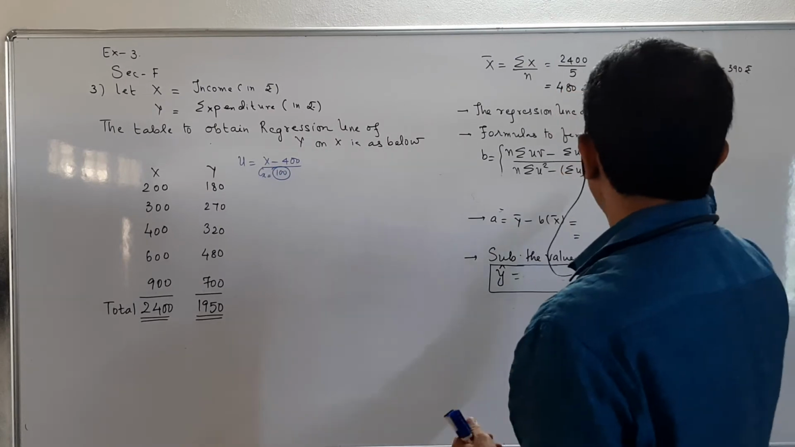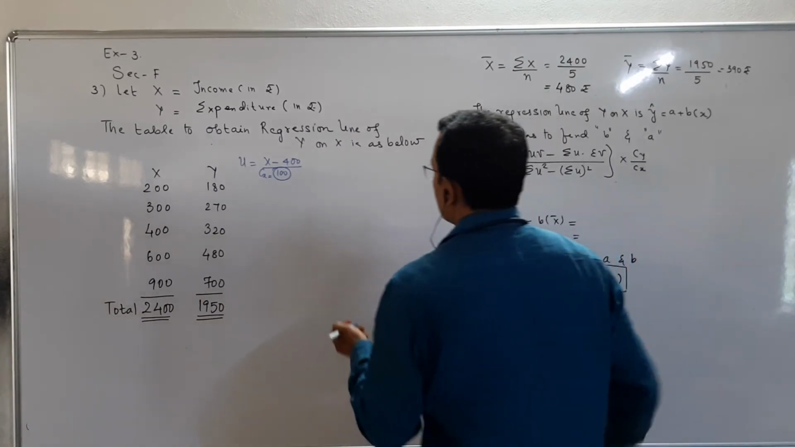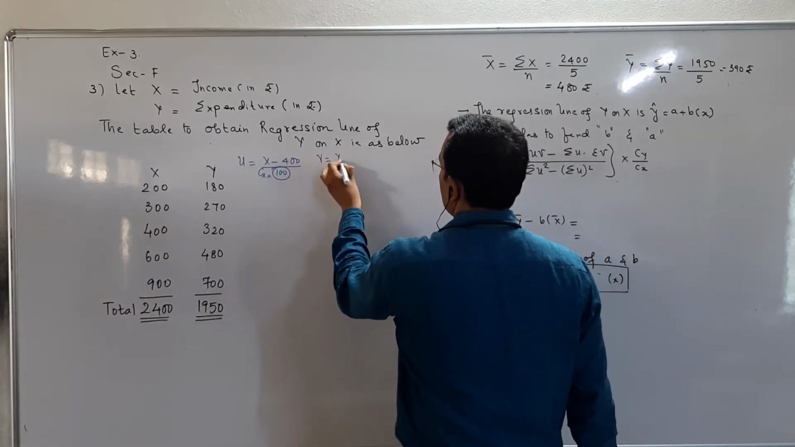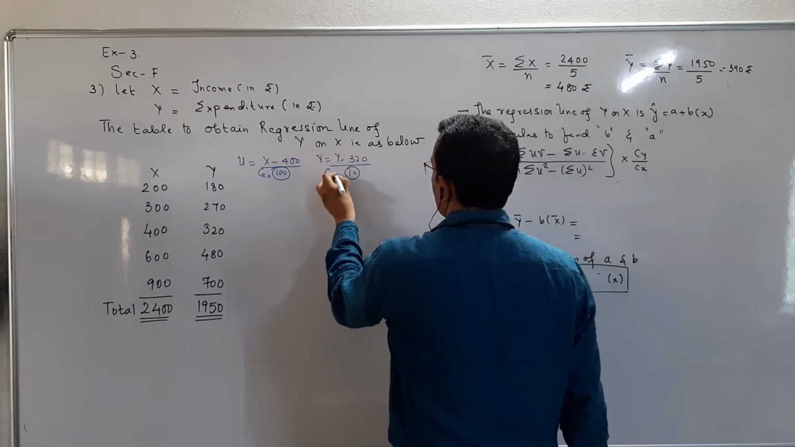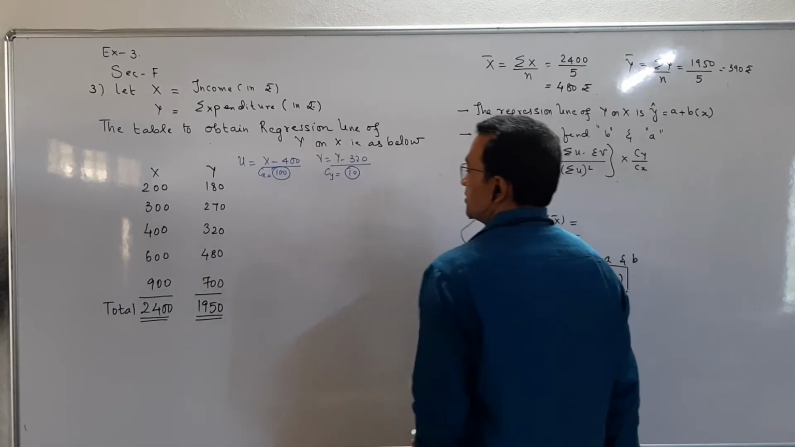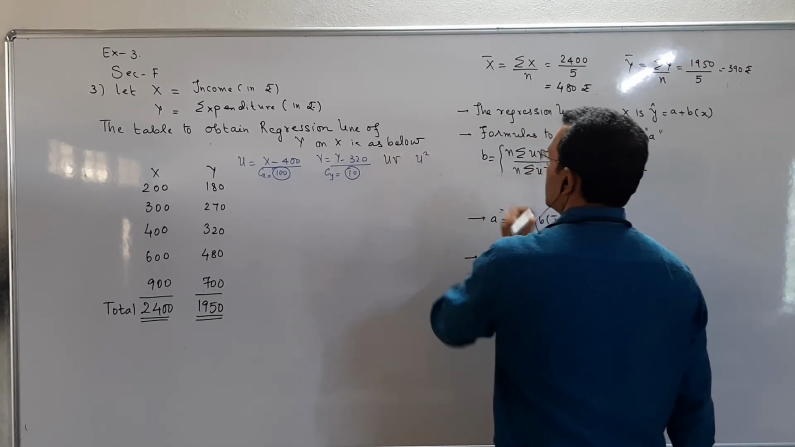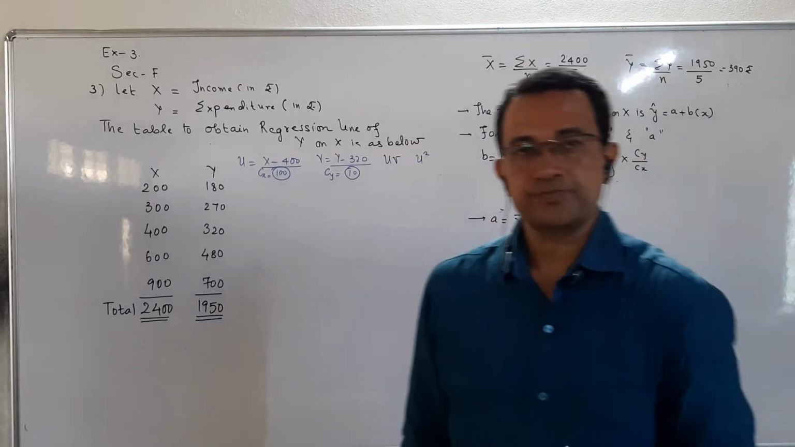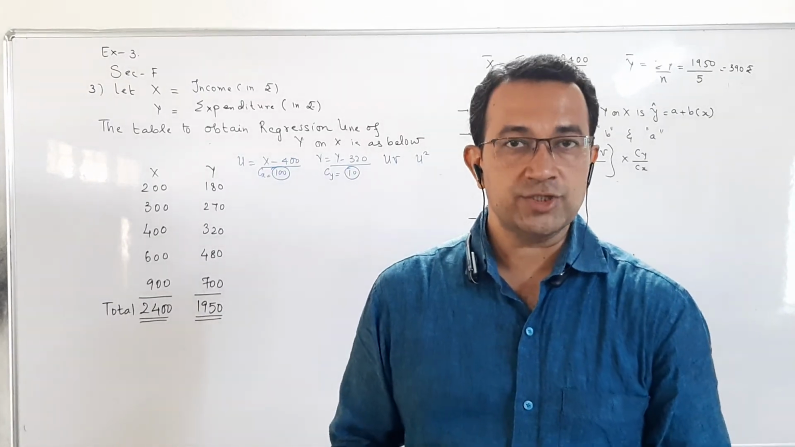And for y, let us take a value nearby to 390, which is 320. So v is equal to y minus 320 divided by 10, because all units places are 0. And then uv, and then students u square. This is how students we go by the calculations.